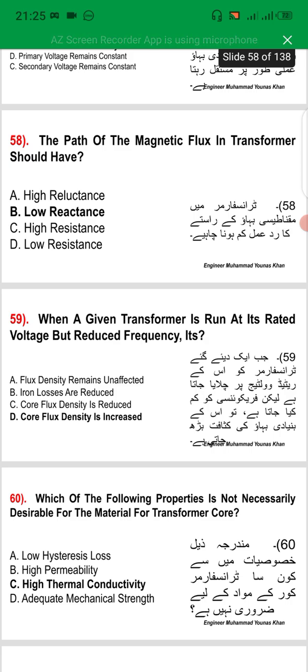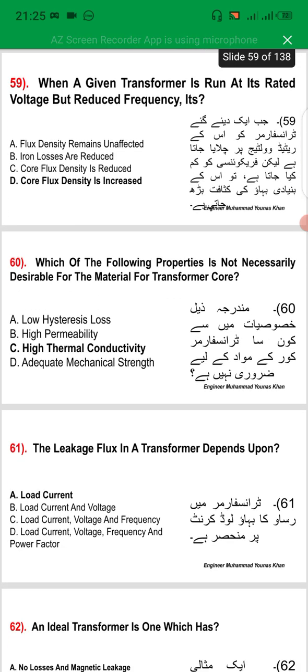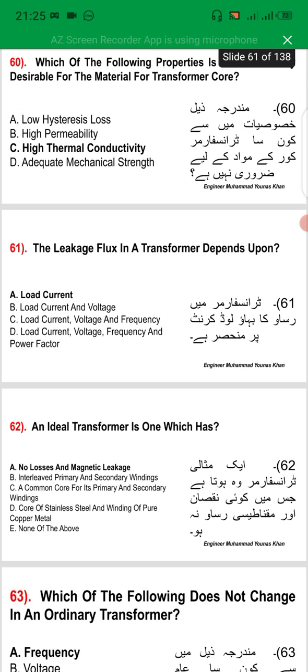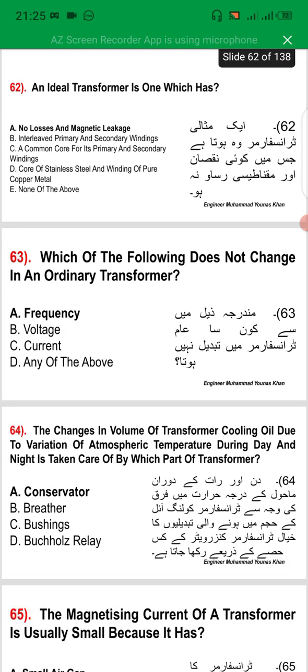Which of the following properties is not necessarily desirable for the material for transformer core? High thermal conductivity. The leakage flux in a transformer depends on load current. An ideal transformer is one which has no losses and magnetic leakage. Which of the following does not change in an ordinary transformer?